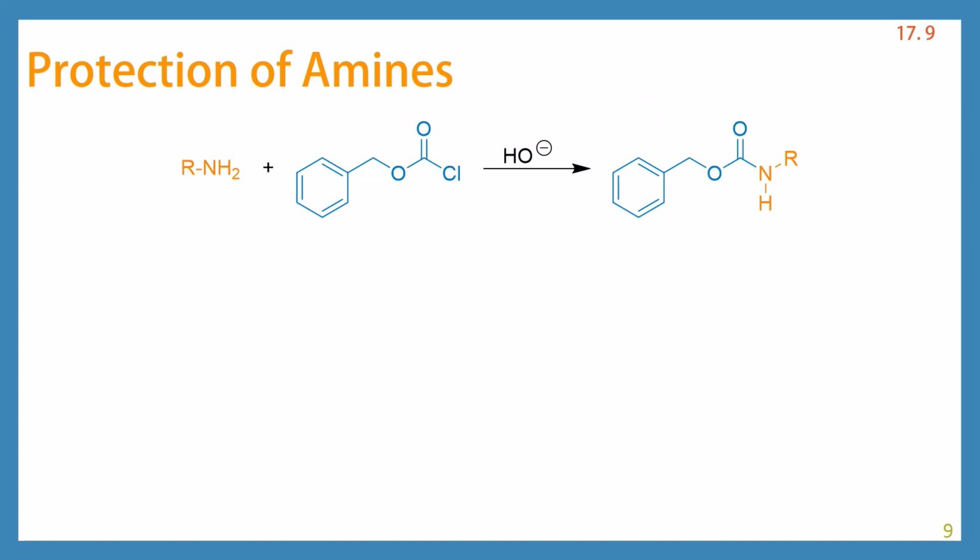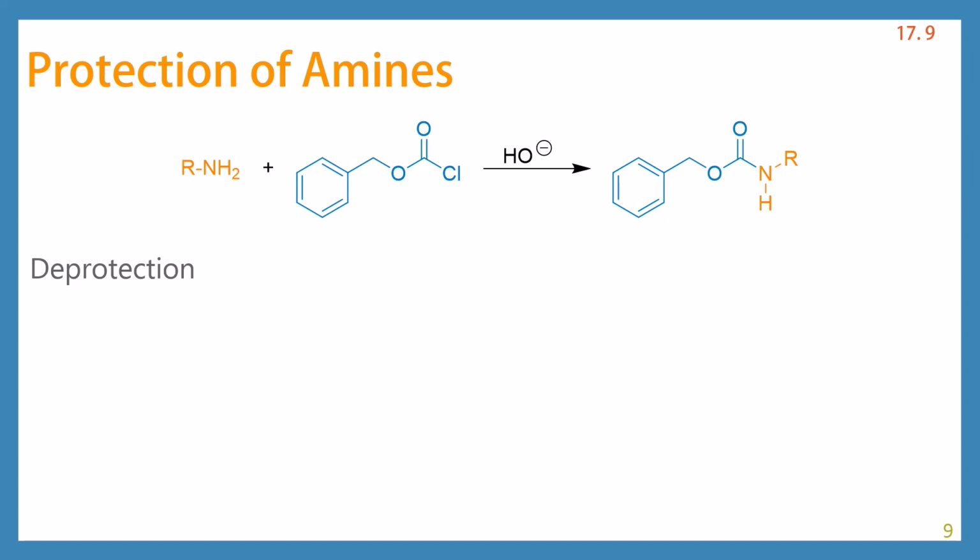This type of chemistry can be used to do some really cool stuff as far as protecting groups. So you could use an alkyl chloroformate in order to protect an amine, and then you can actually get that amine back. So in this example up here, we're taking a primary amine, reacting it with benzyl chloroformate, and we end up with a carbamate.